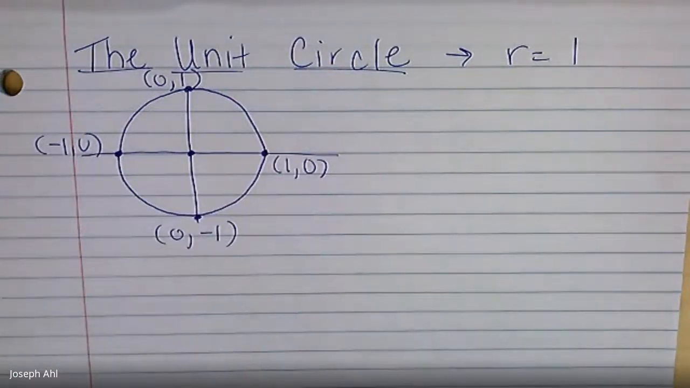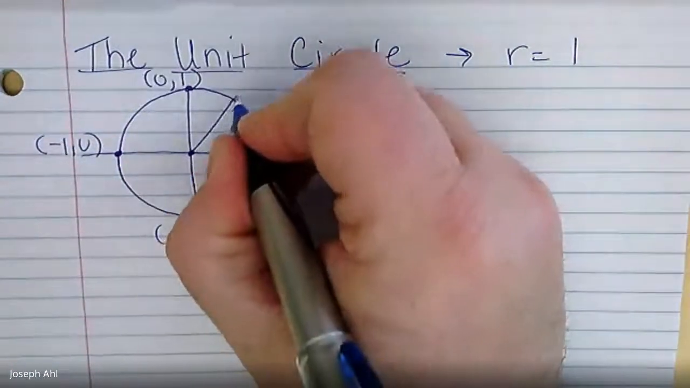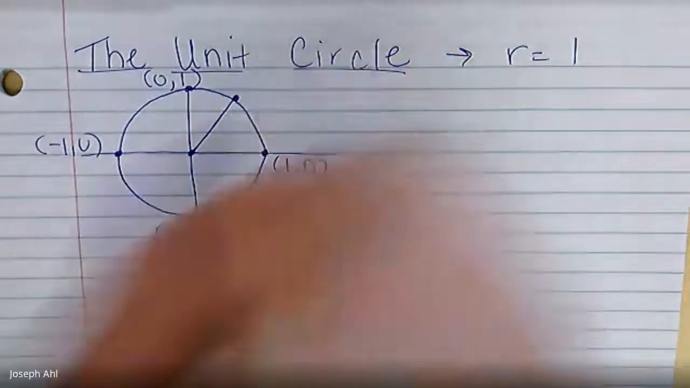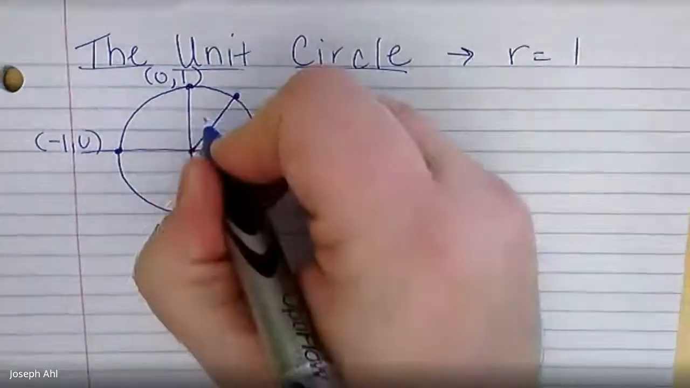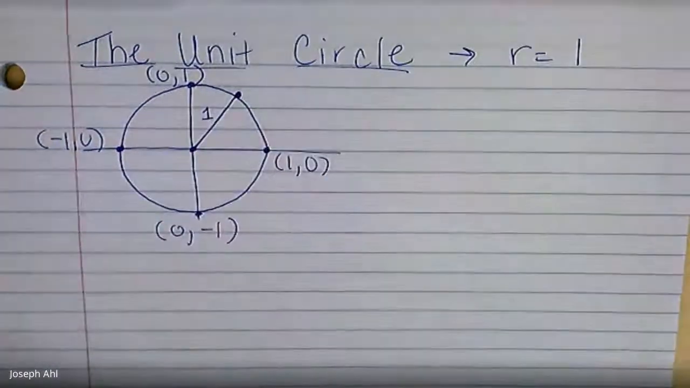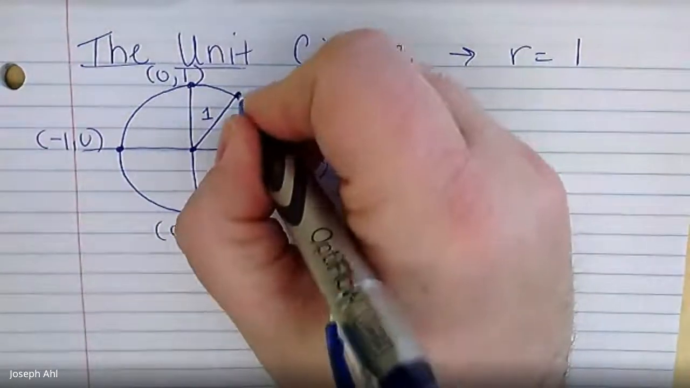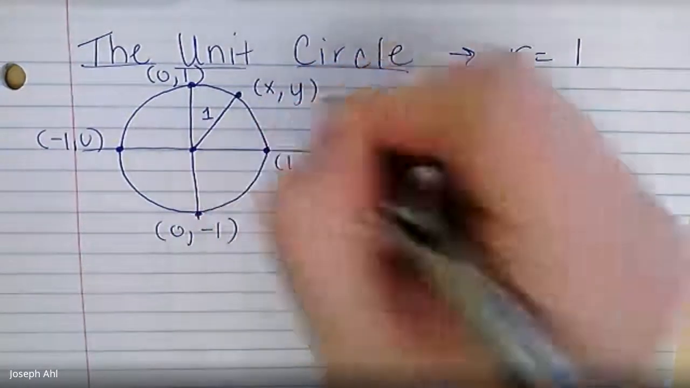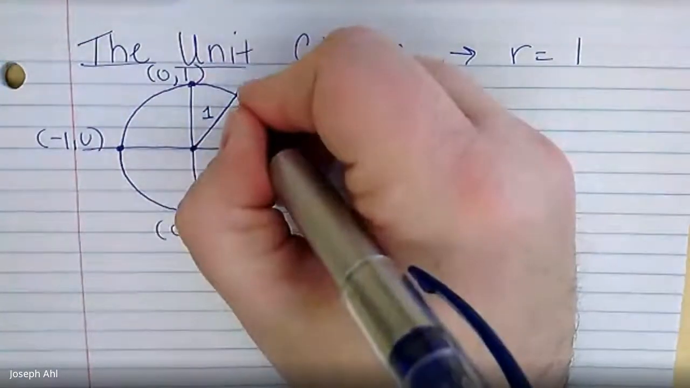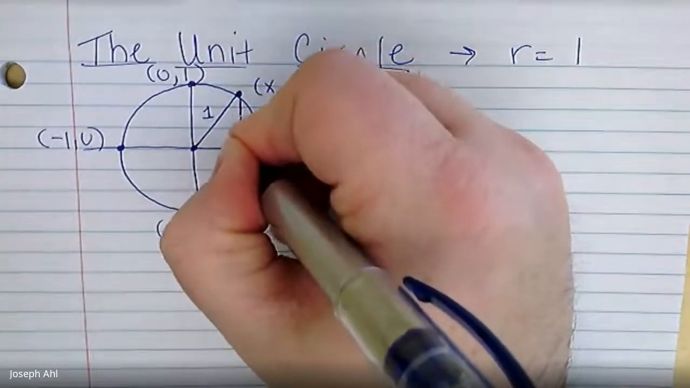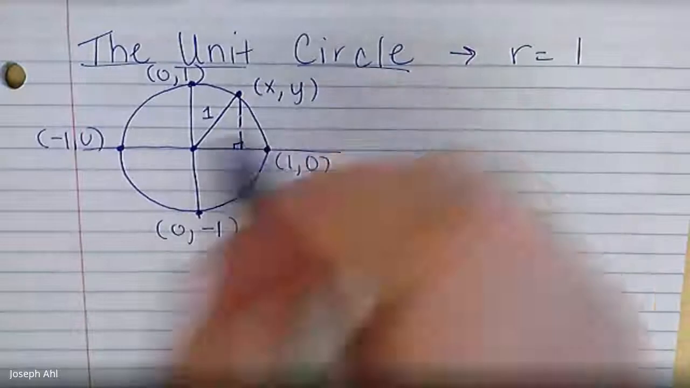Okay. Next thing I want us to do is in quadrant 1, draw in any radius you want. And because it's a radius of the unit circle, I know that this length is 1 unit. Wherever it hits the circle, call that the point (x, y). Some random point in quadrant 1. From that point, create a right triangle straight down to the x-axis. We've seen that before, haven't we?